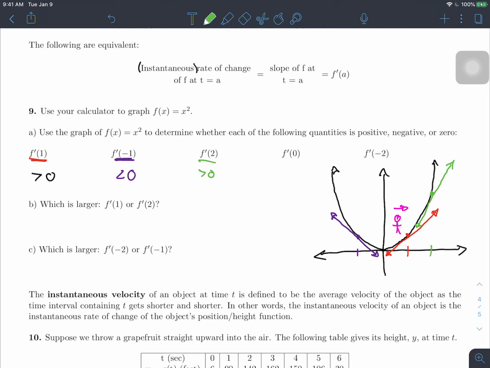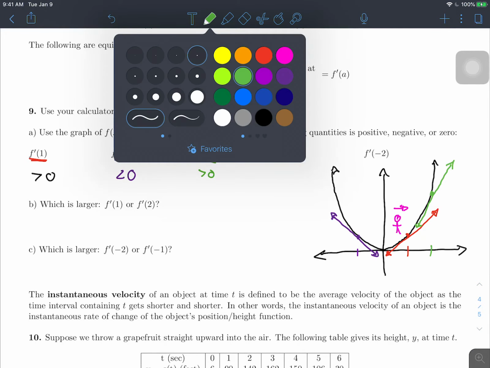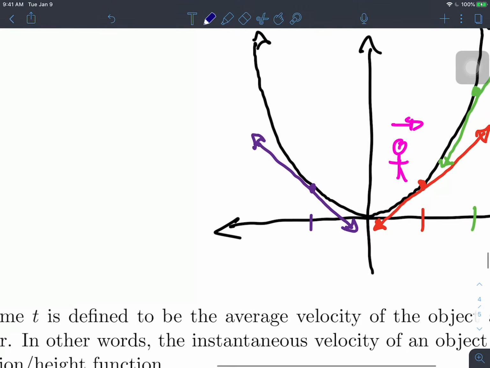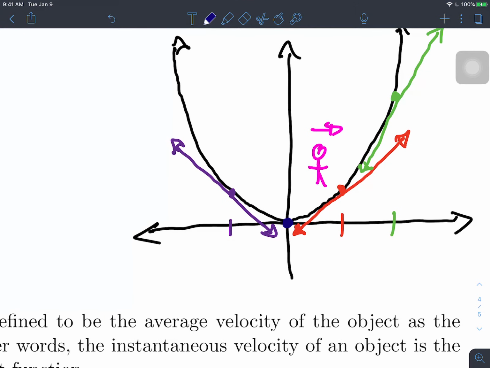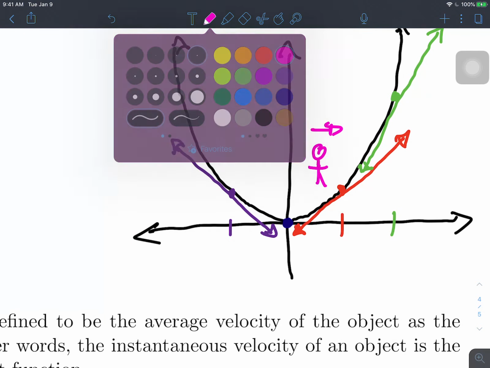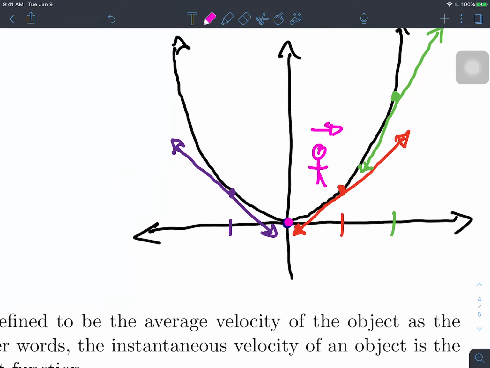How about f prime of 0? Well, what would my tangent line look like right at this point? Well, I shouldn't use such a dark color. Let's use pink. What would my tangent line look like right at that point there? Avit? Exactly. It's going to be a horizontal line. In fact, it's going to be this line. Right? What is the slope of that line? 0.